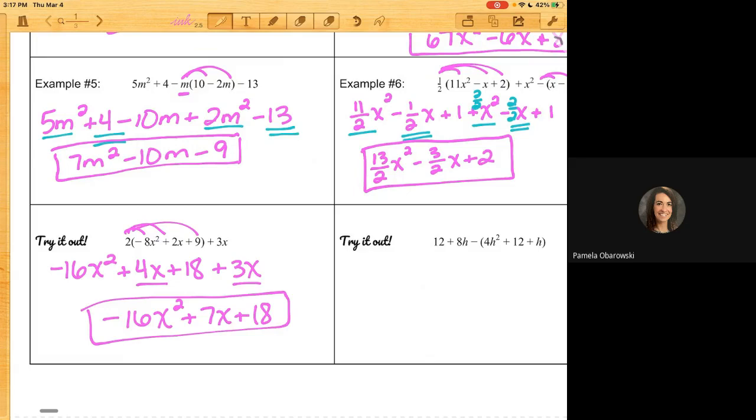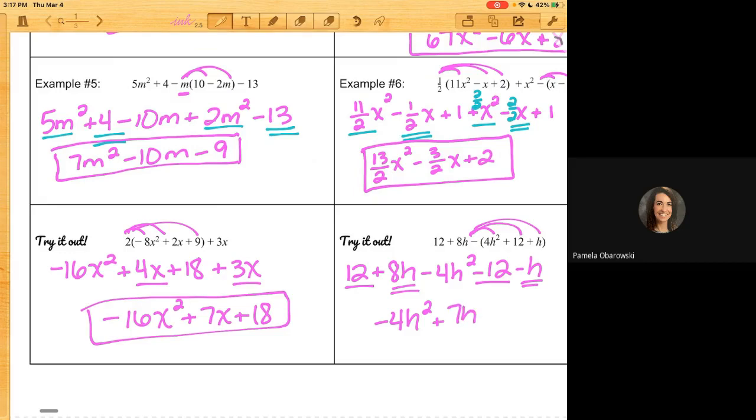And the second try it out question over here, I distribute in my negative, and I get 12 plus 8h minus 4h squared minus 12 minus h. Combining like terms, this goes with this goes with this, and I'm left with negative 4h squared plus 7h. These cancel out. So that would be my final answer, and that is a quadratic binomial. Hopefully you got those two correct.